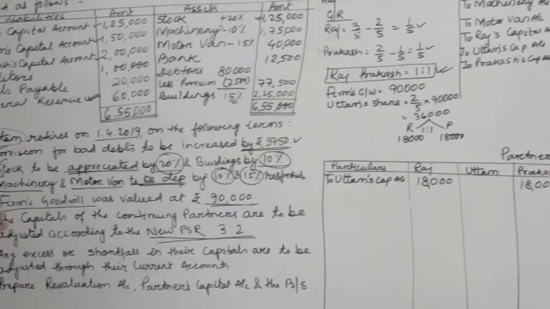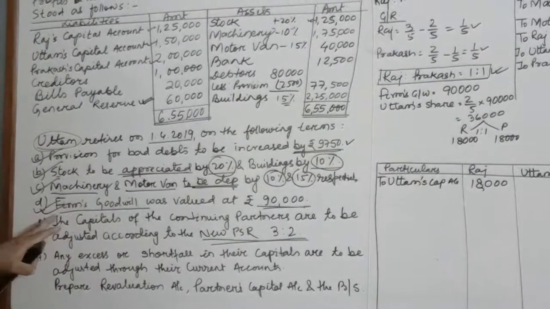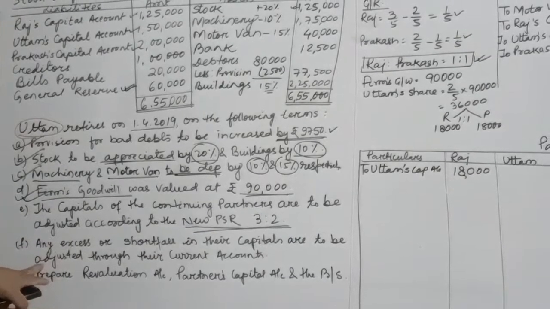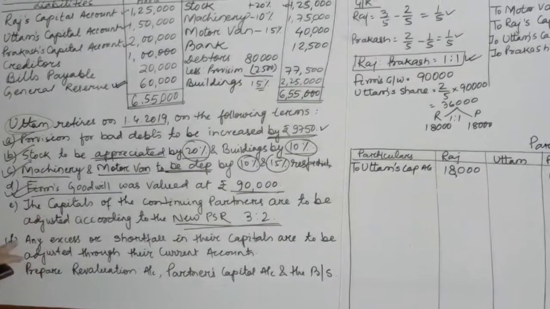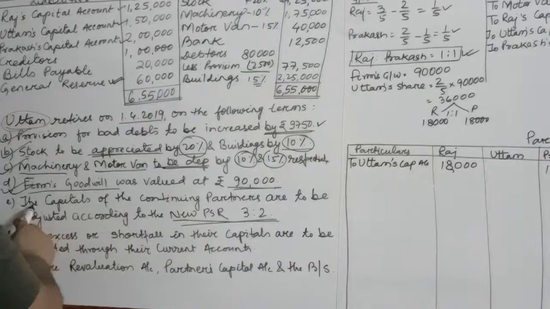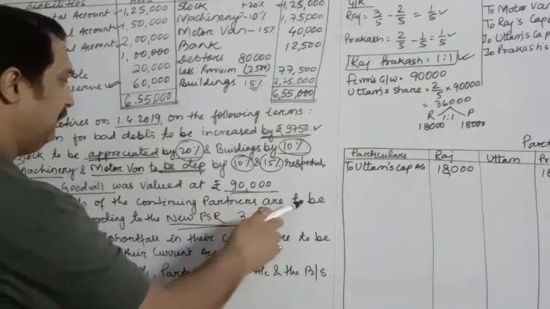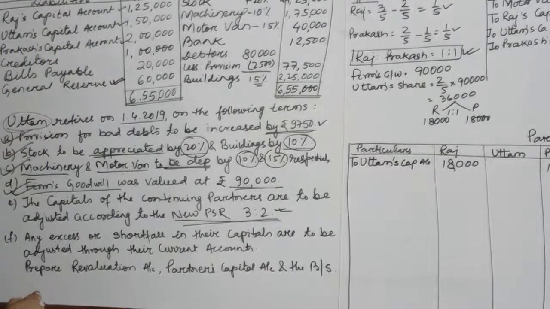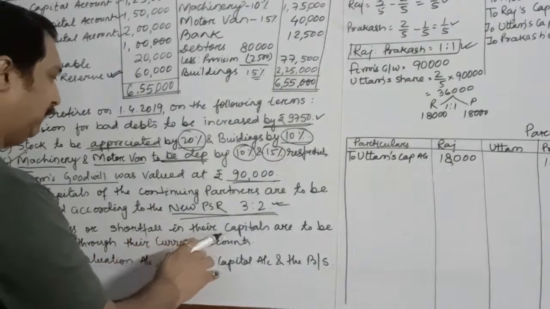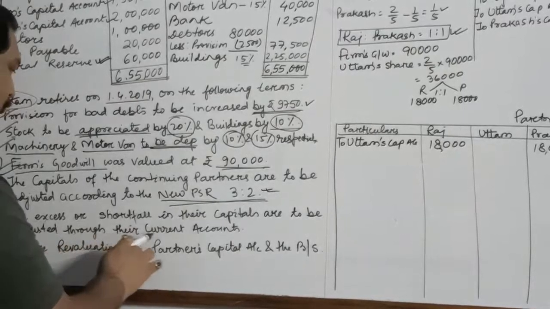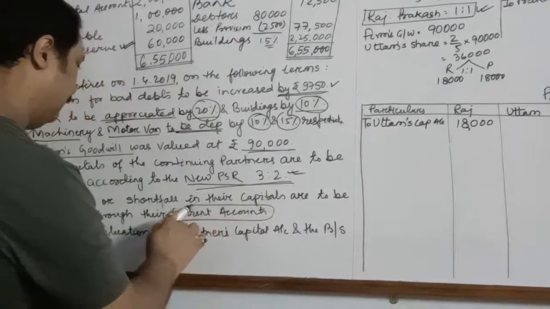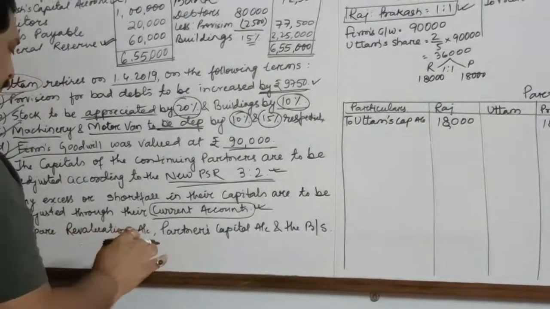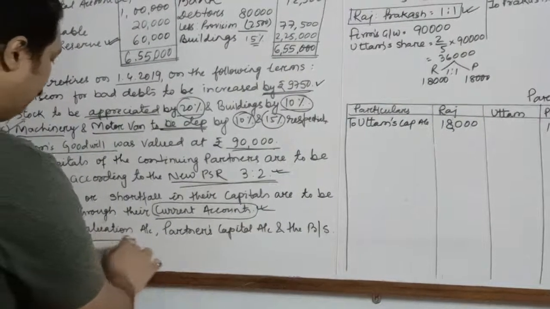Now, after we have done the adjustment for firm's goodwill, let us talk about the last part, which is the capital adjustment. Before we talk about the capital adjustment, it says that the capitals of the continuing partners are to be adjusted according to the new PSR, which is 3:2. Any excess or shortfall in their capitals is to be adjusted through their current account. Children, over here it has clearly mentioned that you have to use the current account and prepare revaluation, partners' capital and the balance sheet.